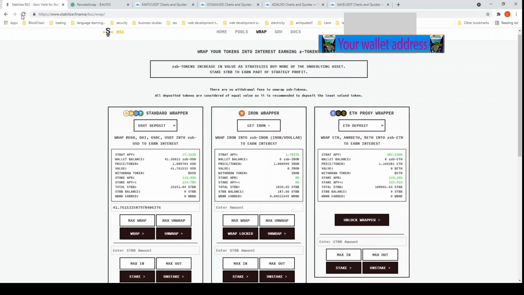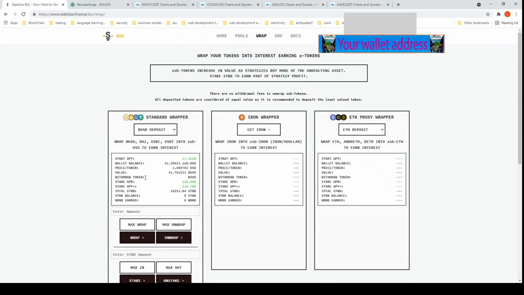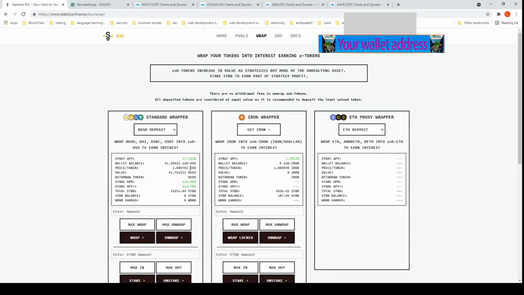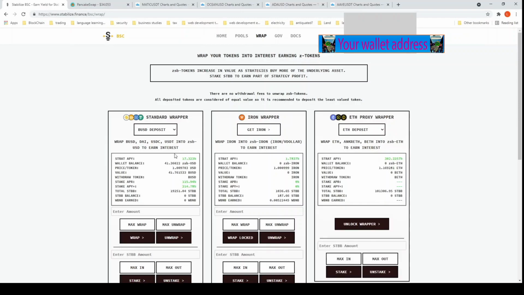I'm impatient, so I'm going to refresh it. Oh, there they are, 41. Okay, 41 ZSB USD wraps. What I'm looking at here is the strat APY, this little green text here, 17.323%. This 17.32% is the strategy APY that will yield me an auto-compounded reward within the value of ZSB USD.